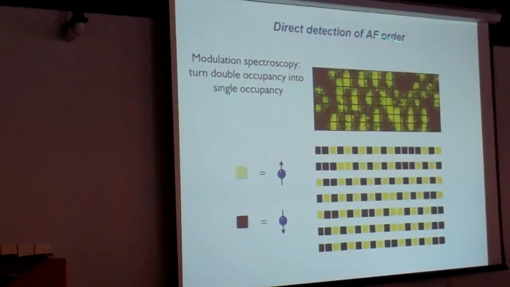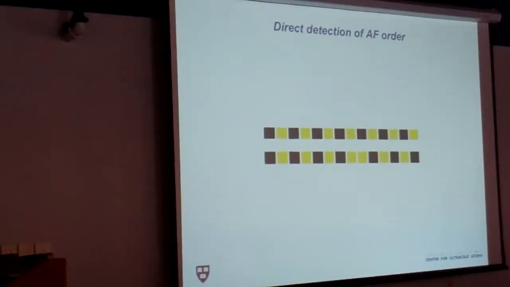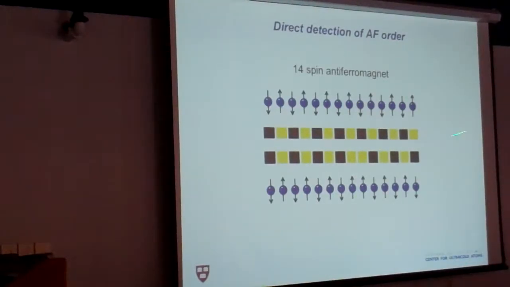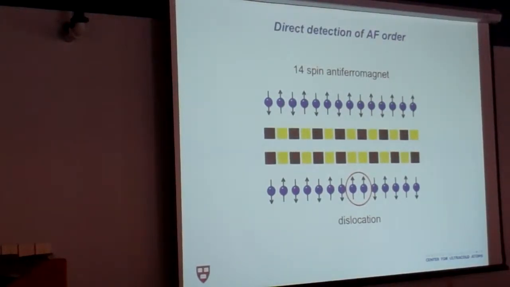Okay, yeah, so here's another picture again. This is a picture you saw. If you zoom in, then you see we get pretty nice antiferromagnets here. And you can see directly if you have, for example, a dislocation here, you can probe that directly. So it'll be interesting in the future to do dynamics, for example.